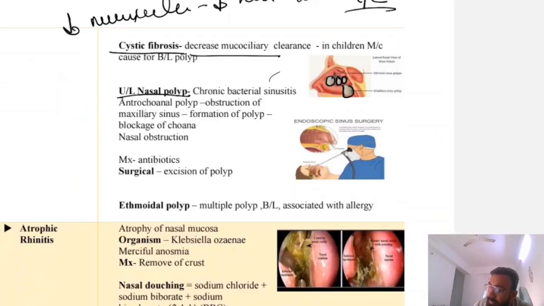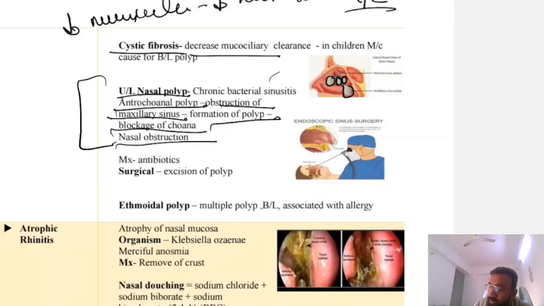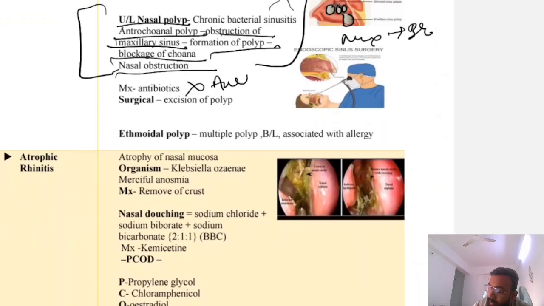Unilateral polyp we have already discussed, that is antrochoanal polyp. It is obstruction of the maxillary sinus which leads to formation of the polyp. Blockage of the choana causes nasal obstruction, because the unilateral polyp originates from the maxillary sinus and blocks the choana. Management is by antibiotics and surgically by excision of the polyp. You can excise the polyp.